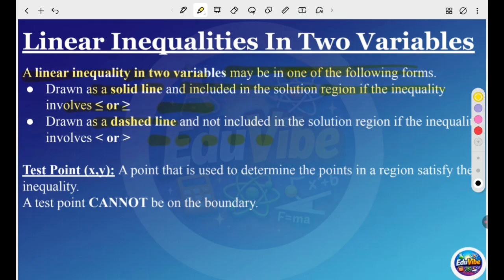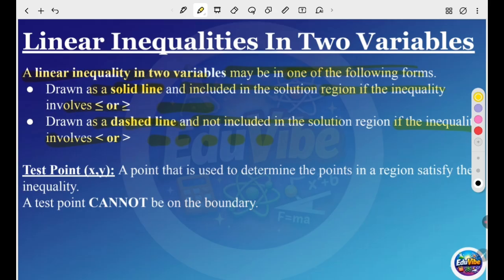If we are given any inequality, if that linear inequality is greater than or equal to, or less than or equal to, this means that we have to make a solid line on the graph. How we make that type of graph, we will discuss in an example later. A dashed line is the inverse: the line is not included in the solution region if the inequality is less than or greater than, so we make a dashed line.